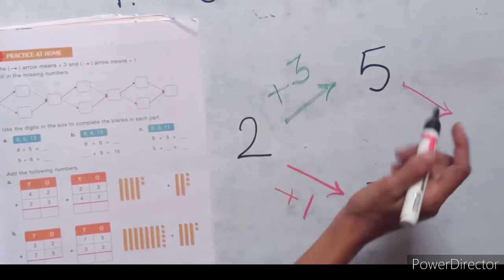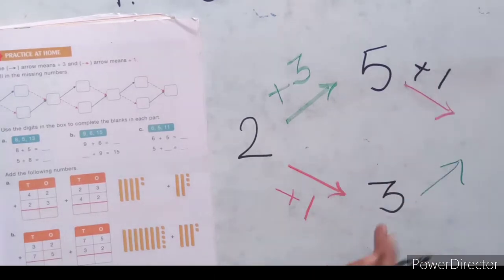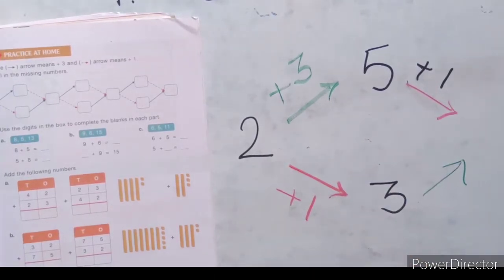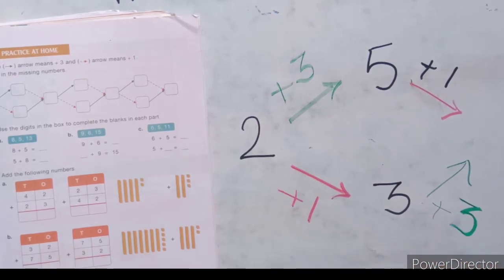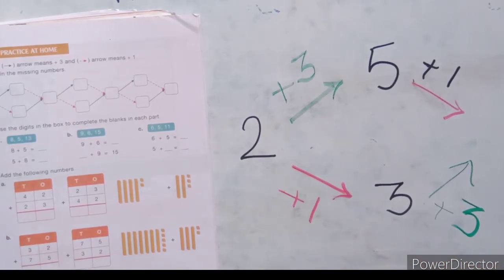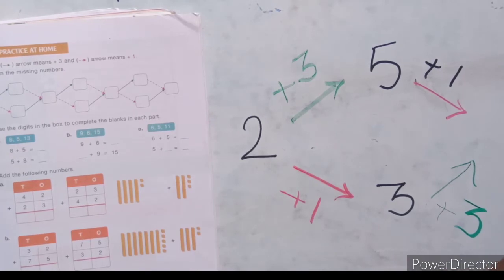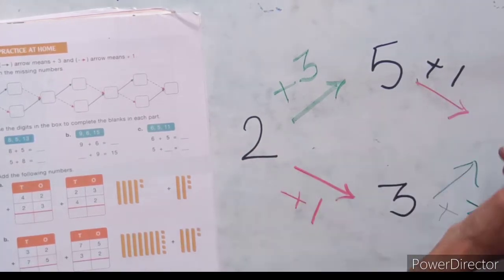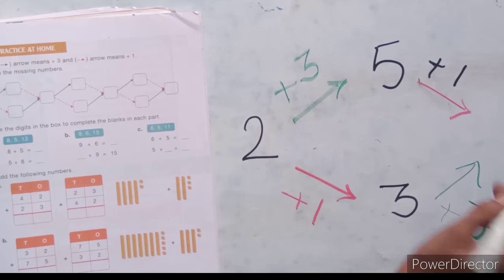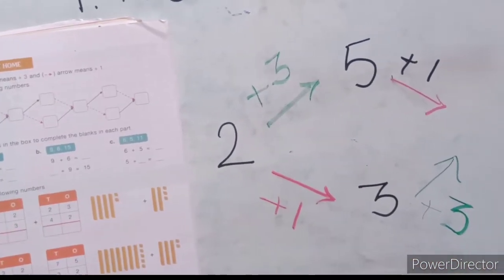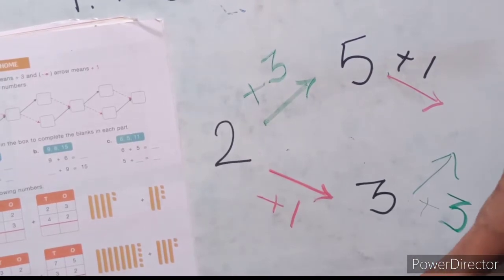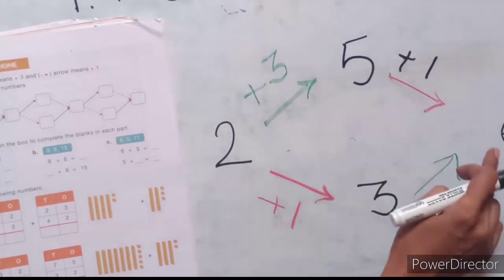Now, red means plus 1, green means plus 3. So, 3 plus 3, 6. 5 plus 1, also 6. Wait, I will write it here. 3 plus 3, 6. 5 plus 1, 6.